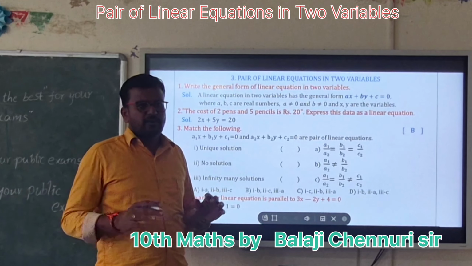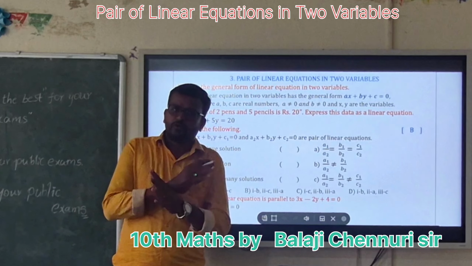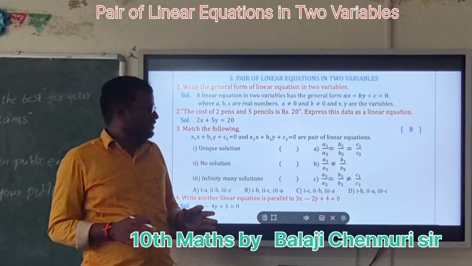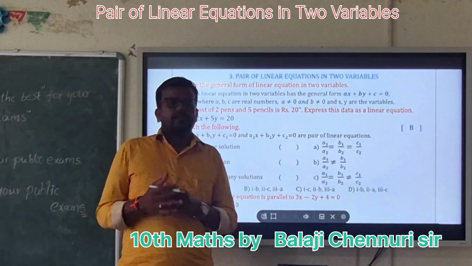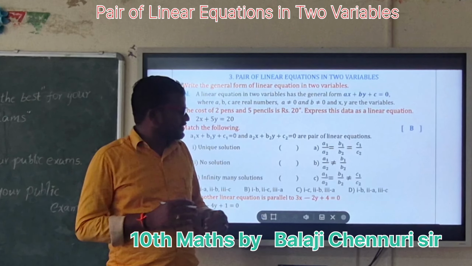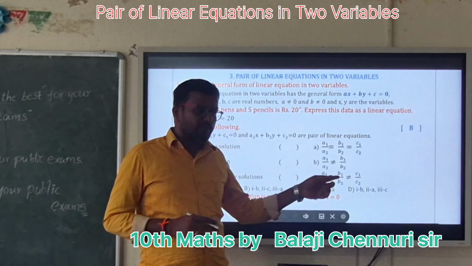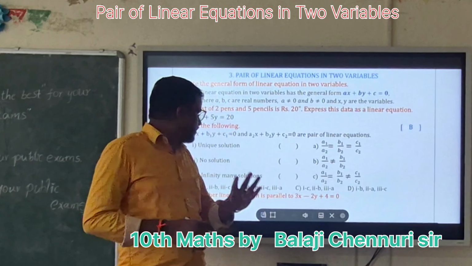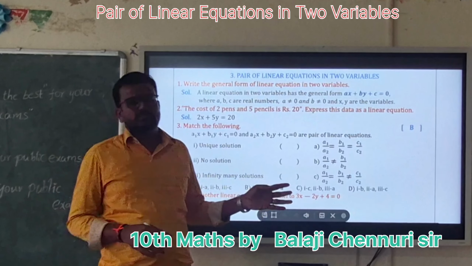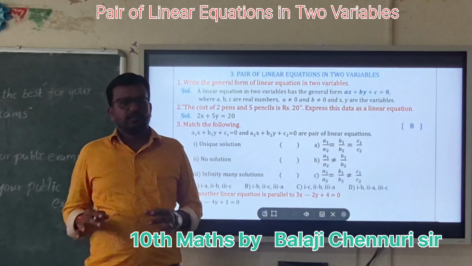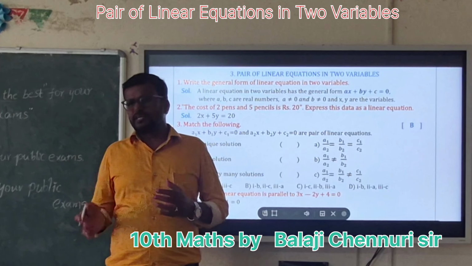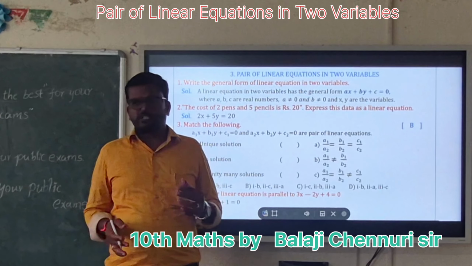If it has no solution, the lines are parallel, meaning the two lines do not coincide. The formula for parallel equations is a1/a2 = b1/b2 and not equal to c1/c2. Infinitely many solutions is also called dependent or coincident equations: a1/a2 = b1/b2 = c1/c2.